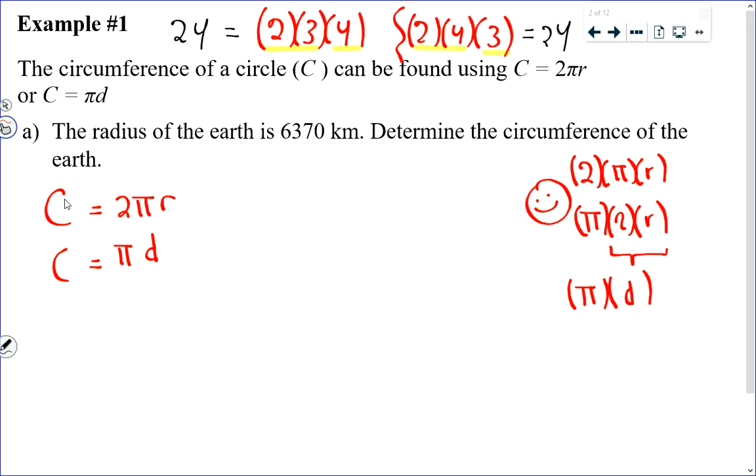Let's take a look at the first question here, A, which is really child's play. It says the radius of the Earth is 6,370 kilometers. What's the circumference of the Earth?